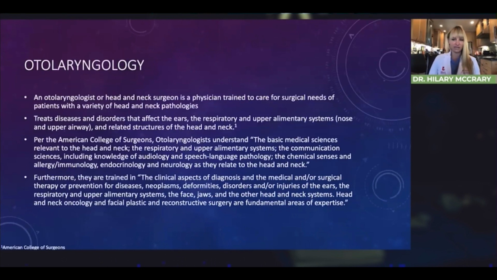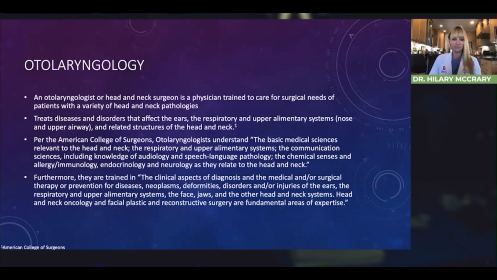When you look at what is on the national websites, such as the American College of Surgeons, otolaryngology is a type of surgical subspecialty, and you can look at how they define our career. The emphasis of what I do on a day-to-day basis as a head and neck surgeon is that I am trained to take care of the surgical and medical needs of patients presenting with various types of head and neck pathologies.